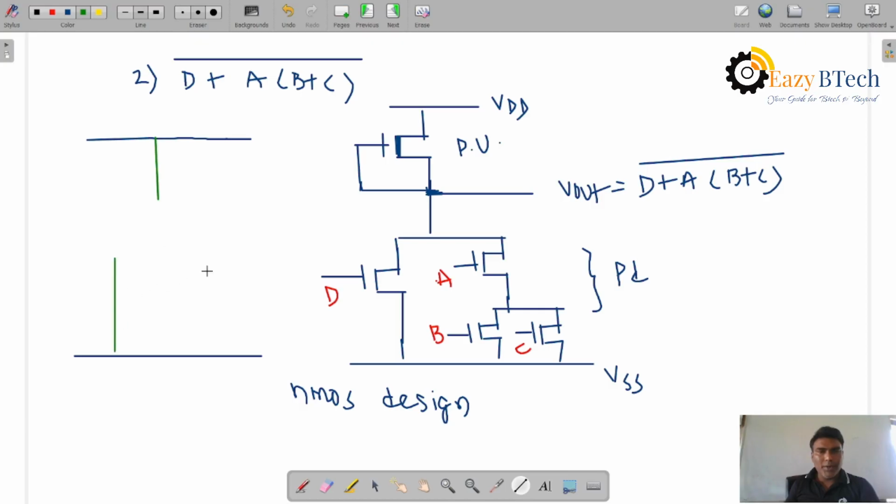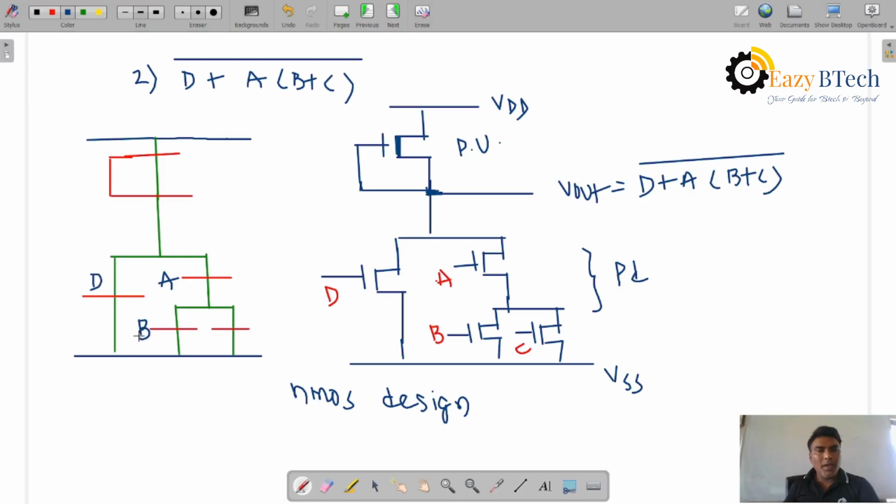Red over green. Two greens are parallel, which can be connected over here. Then red color is short circuited. How many polysilicon gates? 1, 2, 3, and 4. So what are those? This is D, A, B, and C.